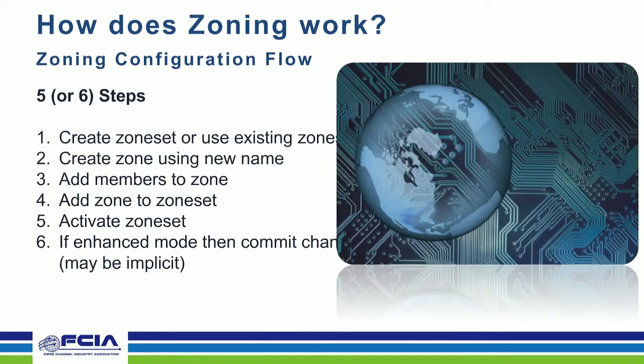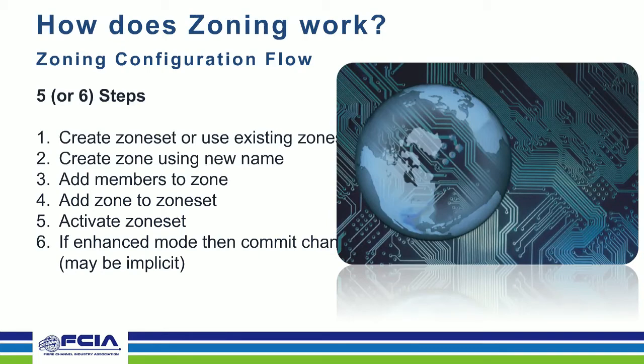What's not labeled here is that the maximum name size for any zone object, whether that be a zone set, a zone, or an alias, is 64 characters long. Just keep that in mind when you're naming the zone objects. Step three, you're going to add the members to the zone. As Ed talked about, it's typically a port worldwide name member, or a zone alias to a port worldwide name member. And your zone is going to typically have two members, a host and a target. Step four, you're going to add that zone to the zone set.